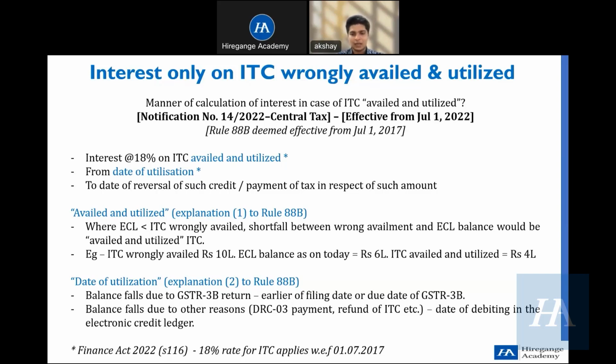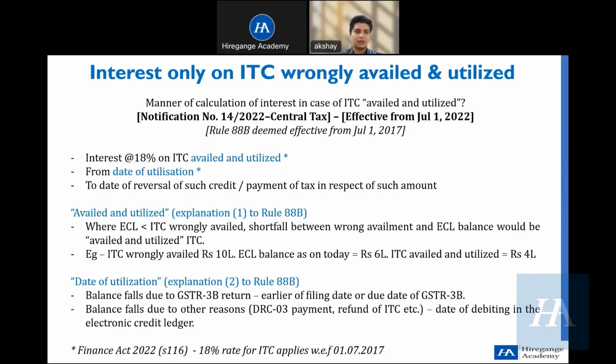If you are making any payments using the ITC balance in the electronic credit ledger, that is by way of DRC03 or refund of ITC, and that credit is incorrectly claimed, then when that amount is reduced from the electronic credit ledger, which you can specifically see in the services tab after your login, you will be able to identify the date of utilization.